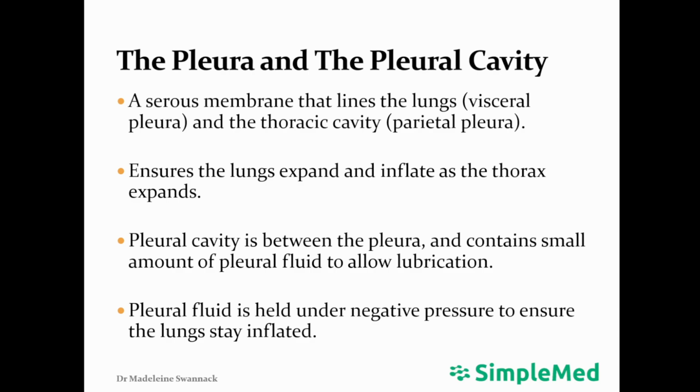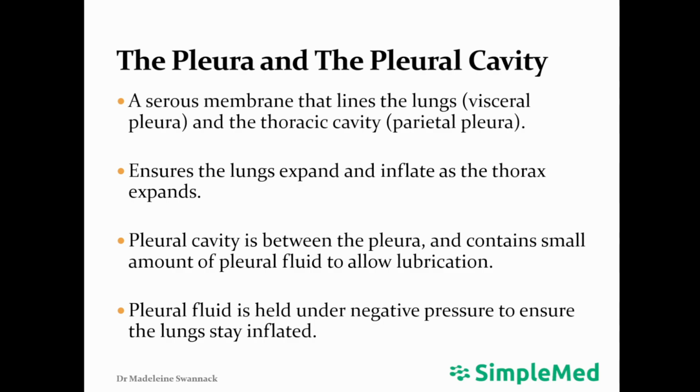The pleura is the serous membrane that lines the lungs and the thoracic cavity. The pleura is composed of 2 membranes, the parietal and the visceral pleura. The parietal pleura lines the inside of each hemithorax, meaning it is stuck to the inside of the chest wall. The visceral pleura lines the outside of each lung. The function of the pleura is to ensure that the lungs expand and inflate as the thorax expands during inspiration.